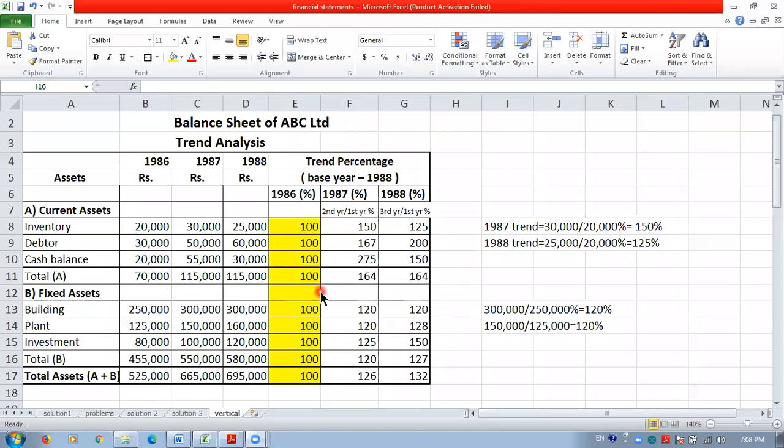In trend analysis, all the time, suppose 4 years are given, the earliest first year is your base year. So what is the base year? You have to put 100% in that base year and take that first or earliest year as the denominator all the time. In this case also we have taken this. So the figure 20,000 is all the time the denominator in case of inventory. In case of building, it is 2,50,000 for both years, and for plant it is 1,25,000 because it is the first year's figure.